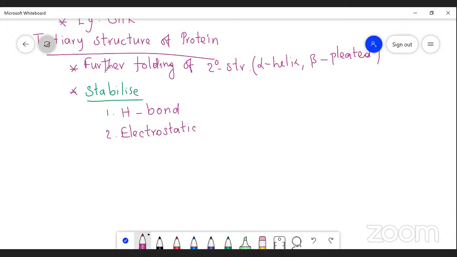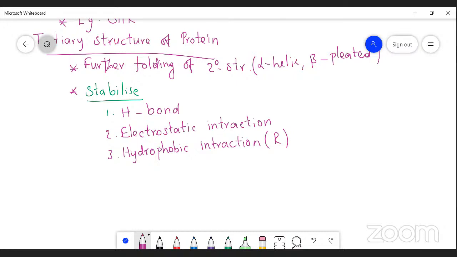So electrostatic interaction will stabilize the tertiary structure, and the third one is hydrophobic interaction. What is that hydrophobic interaction? It is because of the R group. In amino acids, there will be an R group, so this is the hydrophobic interaction.